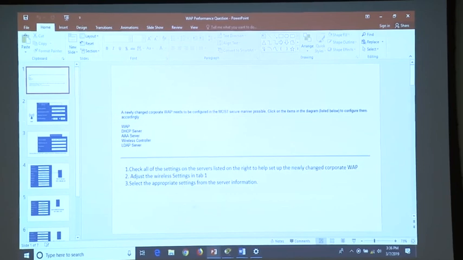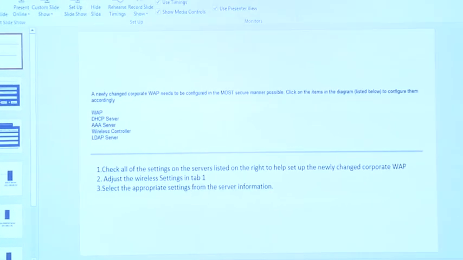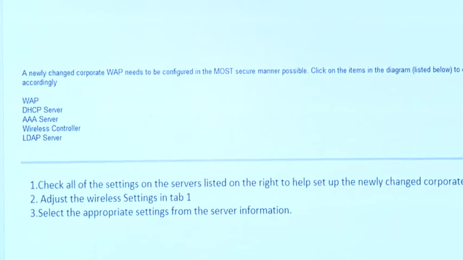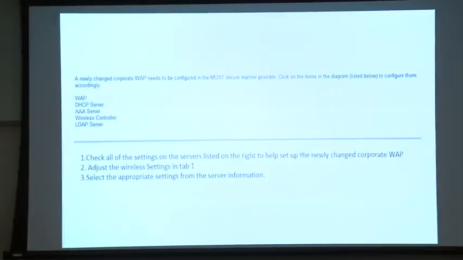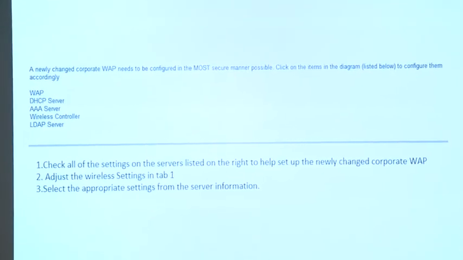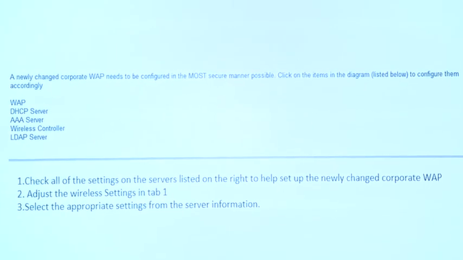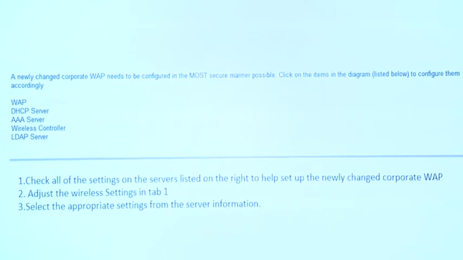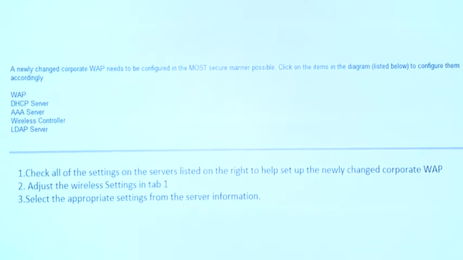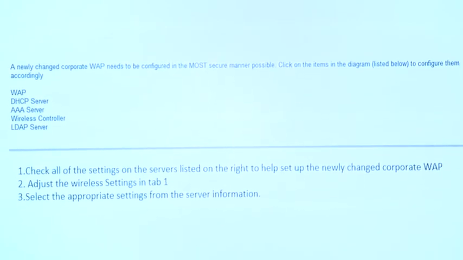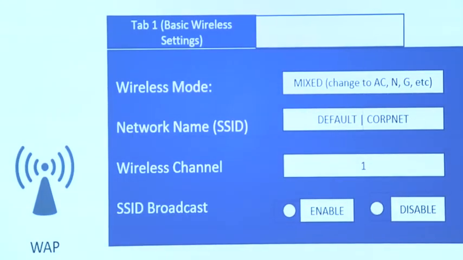Okay, let's try this once again. A newly changed corporate WAP needs to be configured in the most secure manner possible. Click on the items in the diagram listed below to configure them accordingly. So you have to go into the WAP, wireless access point, DHCP server, AAA server, your wireless controller, and your LDAP server. As you are coming down, it gets you into the wireless access point.